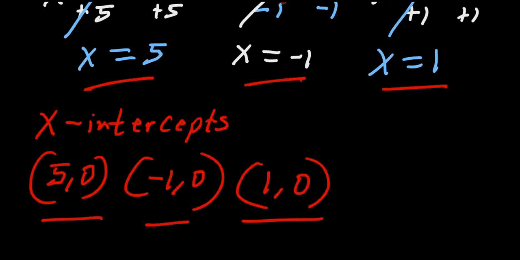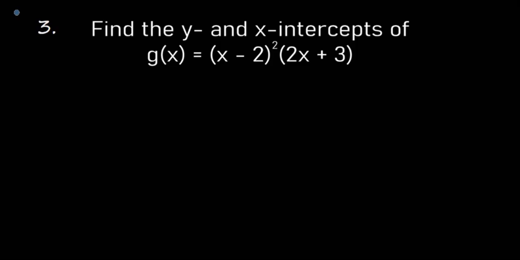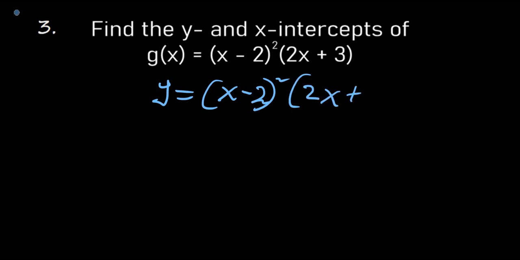All right, so let's move on to the next one. Question 3. Find the y and x-intercept of the function below. Now, to solve this problem, first we have to change g of x to y. And so this will become y equals (x - 2)^2 (2x + 3). Now, to find the y-intercept, we have to change x to 0.